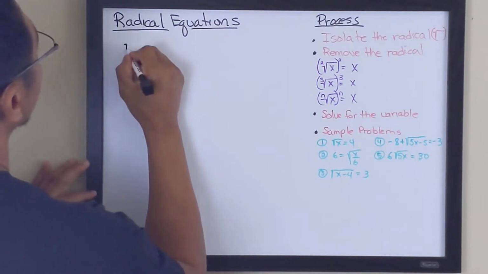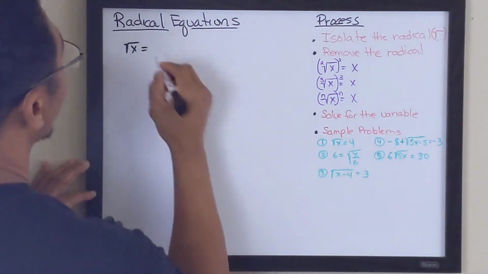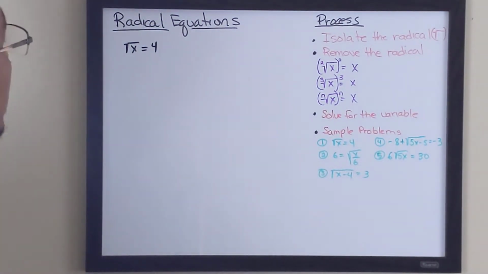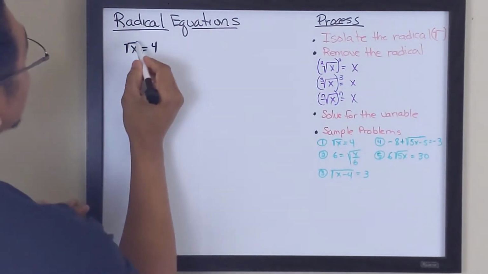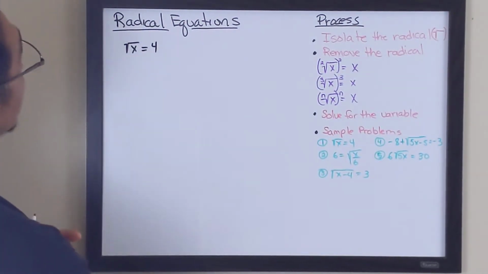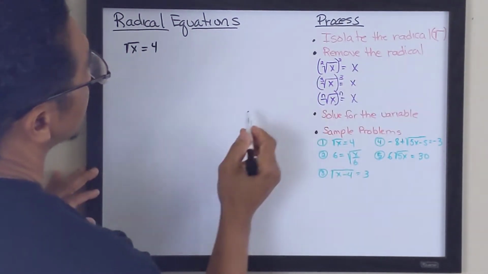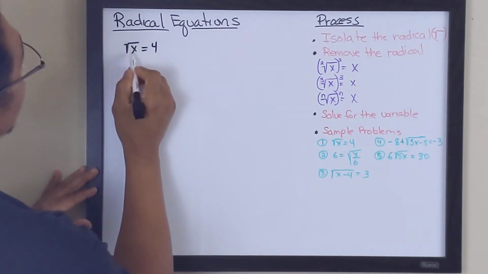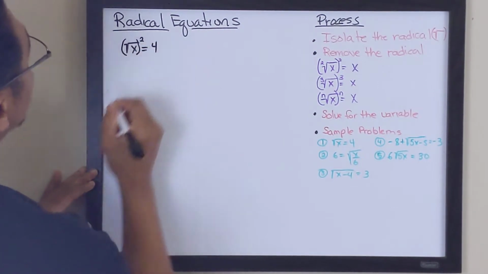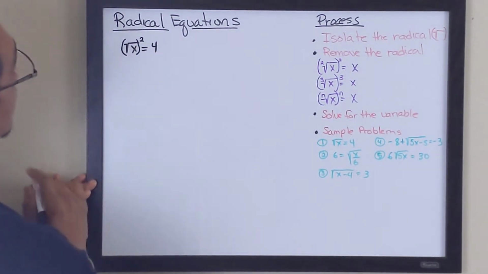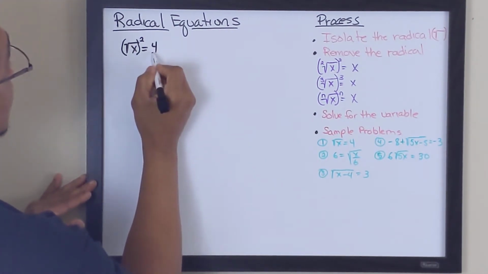I have the square root of x equals 4. To solve this problem, once again I said you have to isolate the radical on one side of the equation. However, this radical is already isolated, so you don't have to do anything. So let's move on to step 2, where we have to remove the radical. Since this is a square root of x, to get rid of it, we have to raise it to the power of 2. Since there's a 2 over here that we can't see, we have to raise it to the power of 2. But whatever I do on this side of the equation, I also have to do on this side of the equation.